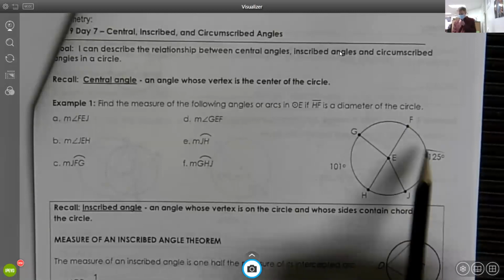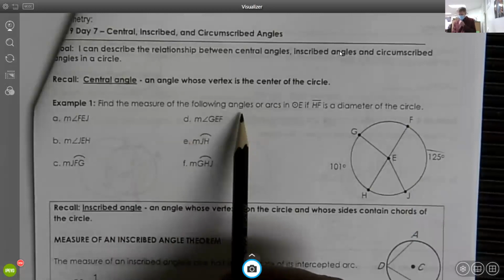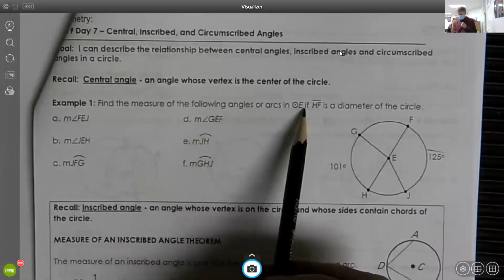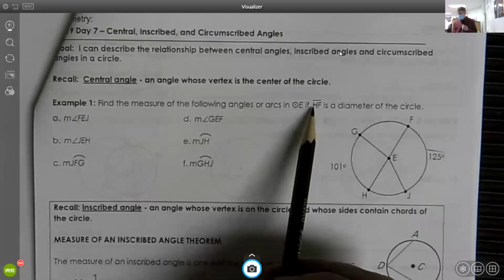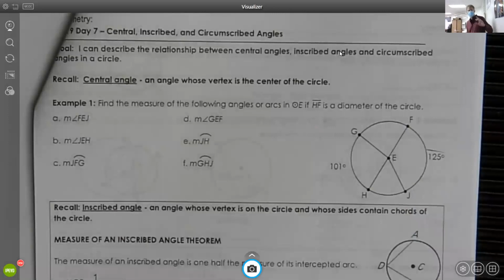Find the measure of the following angles or arcs in circle E. We do know that segment FE is a diameter of the circle. So go ahead and look at some of those questions. You can pause the video, try the questions, and then come back and see how you did.